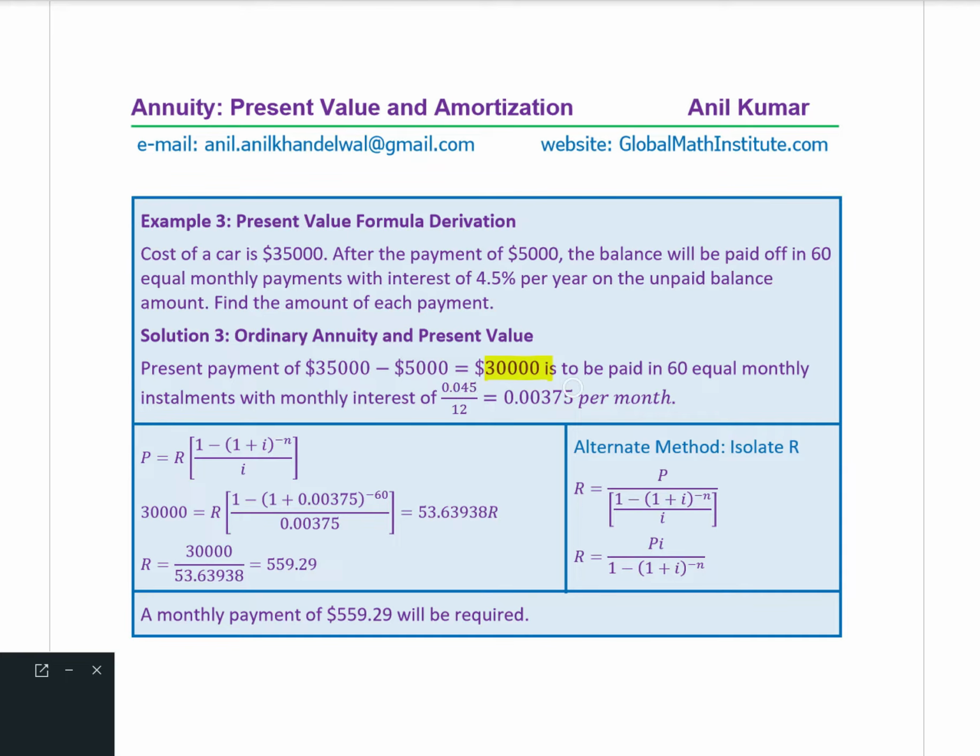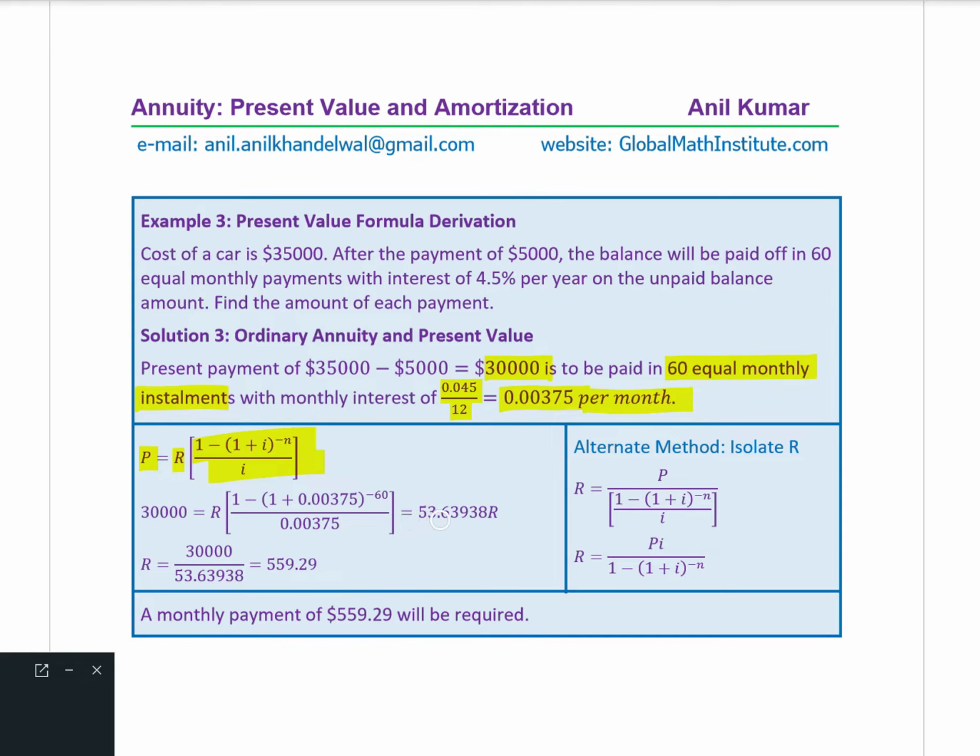So $30,000 is to be paid in 60 equal monthly installments with a monthly interest rate of, well, divide this 4.5% by 12. So the decimal equivalent is 0.00375 per month. Now apply the formula which we just derived in example 2. So the present value equals R times (1 minus (1 plus I) to the power of minus n), right, divided by I. The present value is 30,000, so we substitute the value 30,000. We need to find the value of R. We know the interest rate is 0.00375 and n is 60.